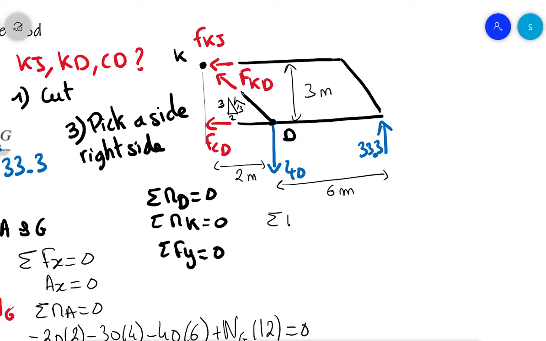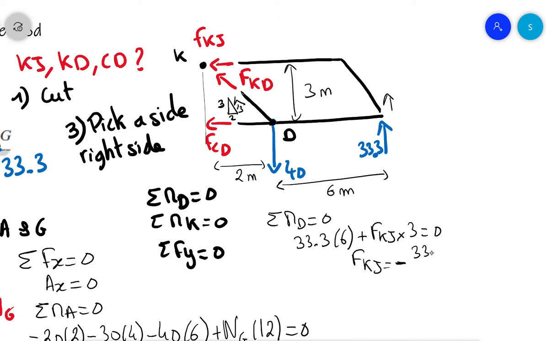So sum of the moment about D is equal to 0. This one and this one are going through D. So we have this one that is in the plus direction. So we have 33.3 times 6. And this one is plus FKG times this distance there, times 3. It's equal to 0. So FKG is equal to minus 33.3 times 6 divided by 3.